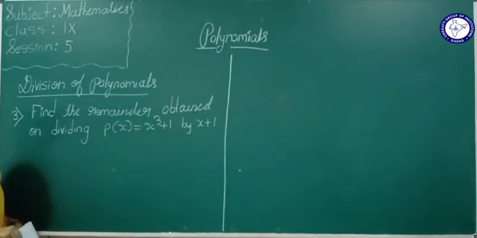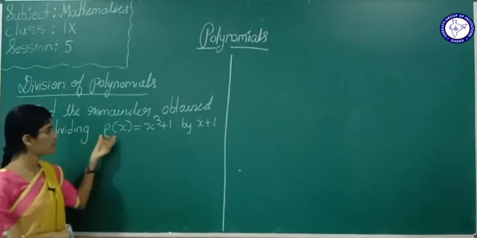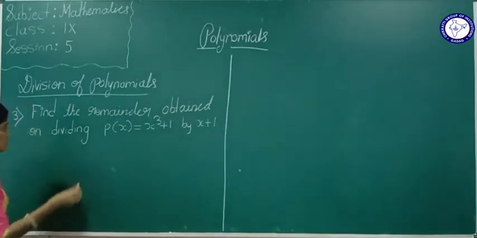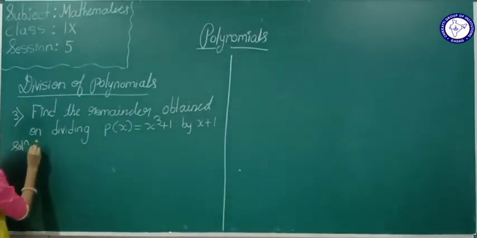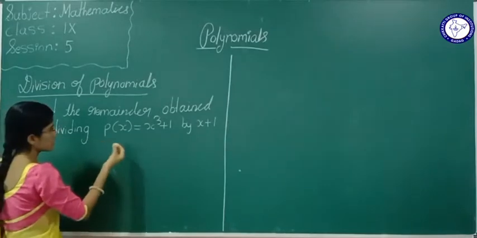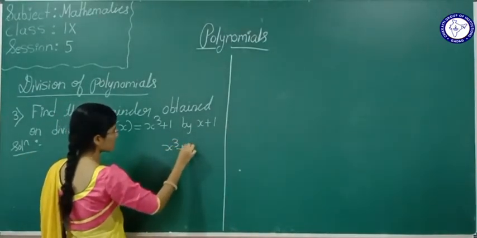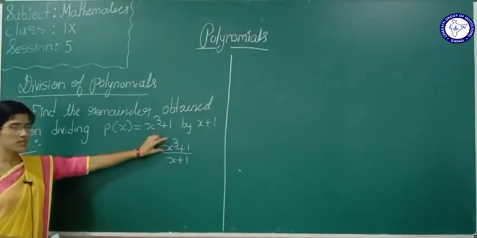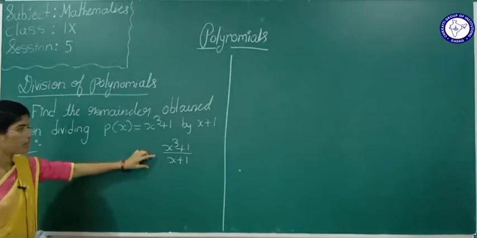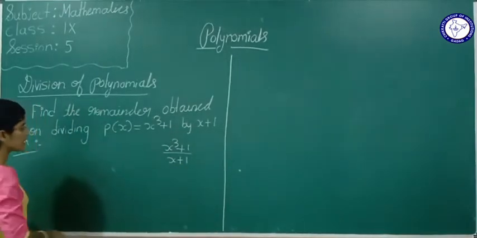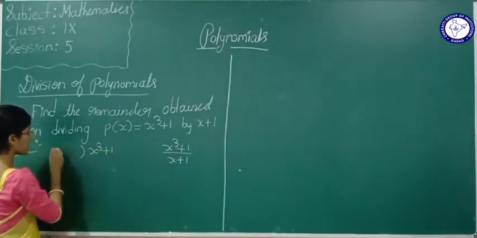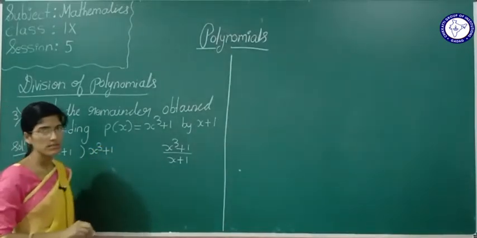Now see here students, we have to find the remainder here. What are they given? On dividing p of x by this, I told you how to divide here. Solution: see here, they told us to divide this polynomial by x plus 1. Here the dividend is x cube plus 1 and the divisor is x plus 1.